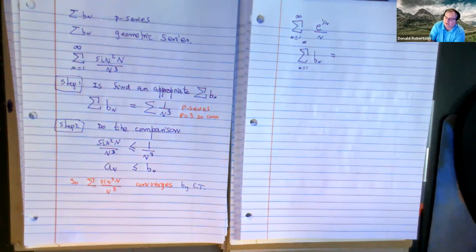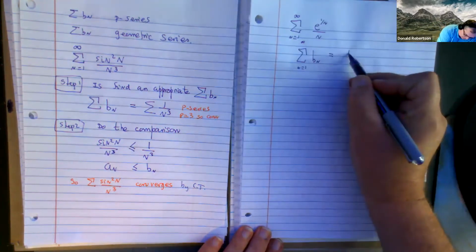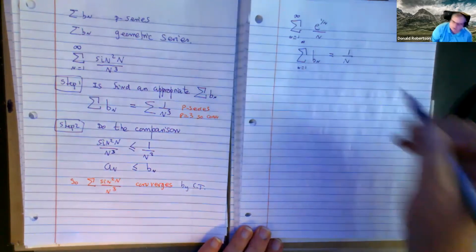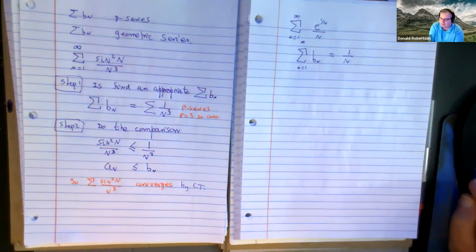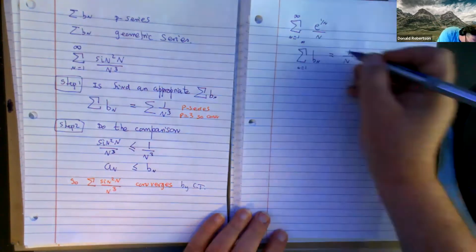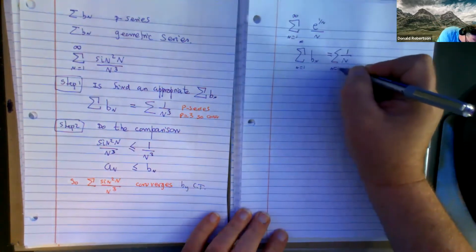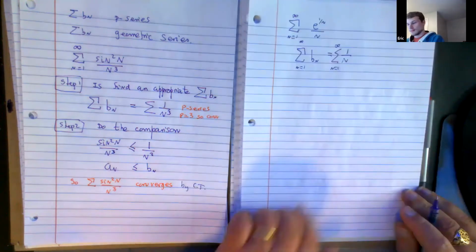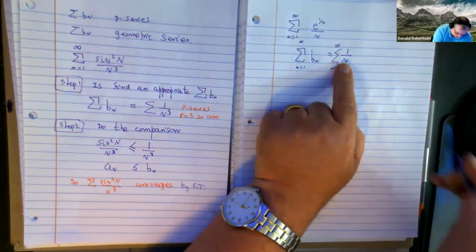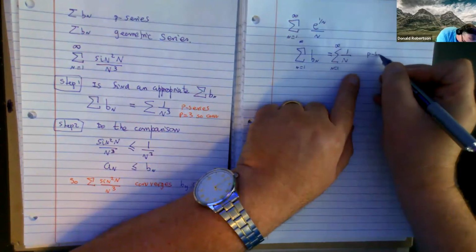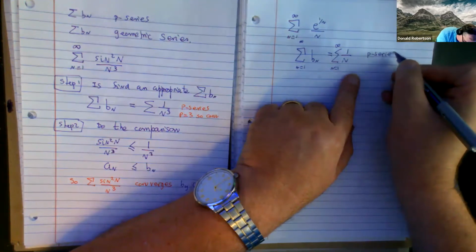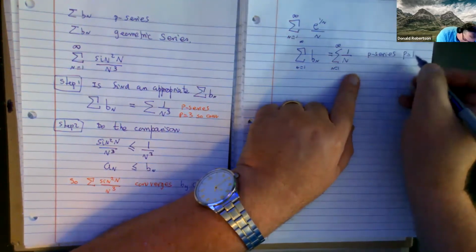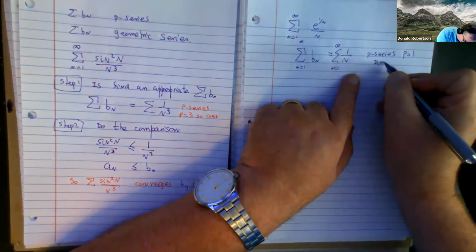Instead of e over n, 1 over n. Agreed? It's a little bit simpler. Now, my comparison series is this fella. This fella is a p series. p is equal to 1, so this diverges.